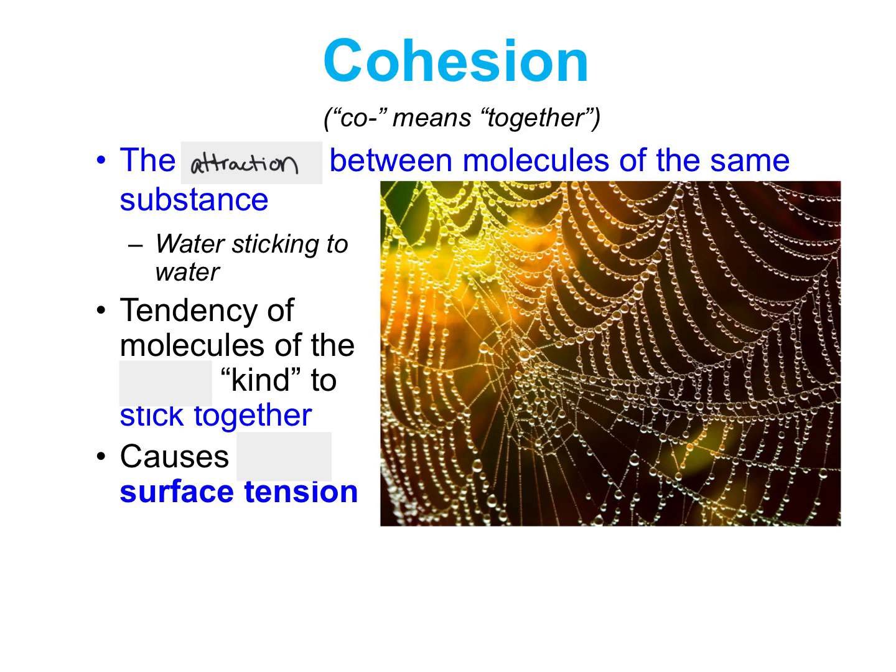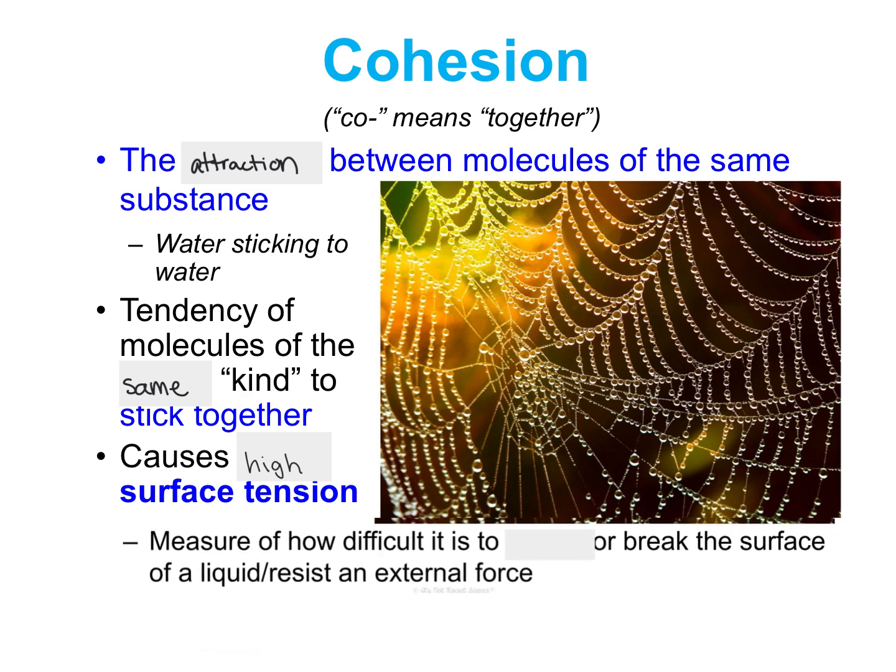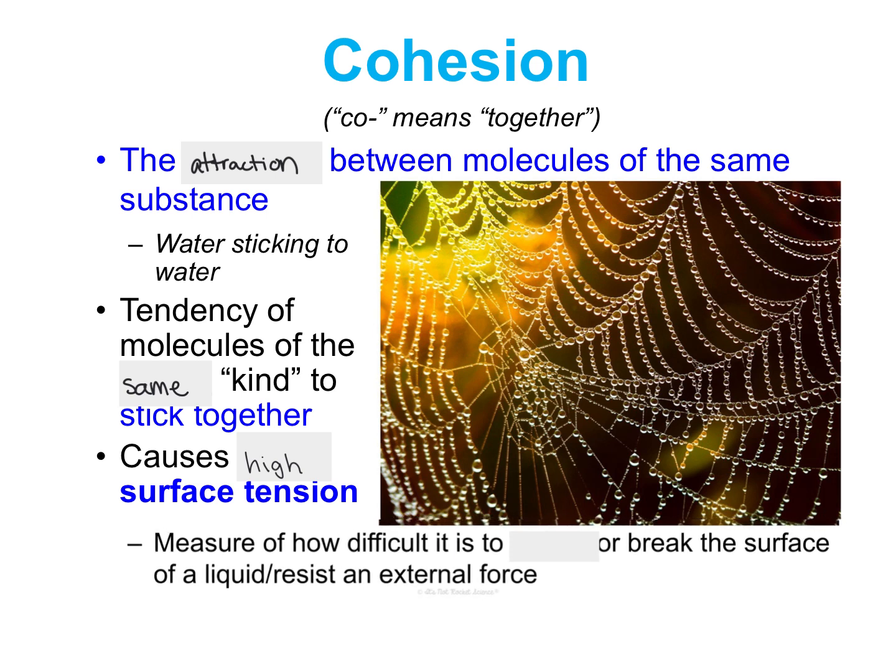This is the tendency of molecules of the same kind to stick together, and because of this, it causes high surface tension. And that's what you're seeing here in this spider web picture. So surface tension is how difficult it is to stretch or break the surface of a liquid or a resistant external force. So you can see these water droplets are trying really hard to stay with the water.